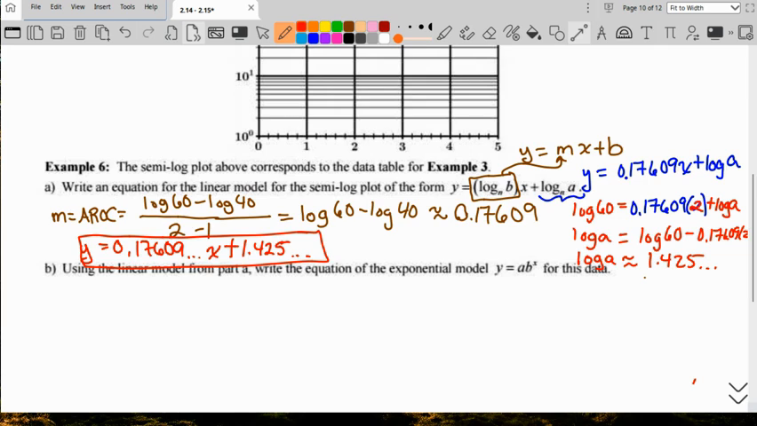Okay. All right, then it says use the linear model from part A to write the equation of the exponential model. Now this is interesting. So in the last example, we started with an exponential model and we used log properties. We took the log of both sides and used log properties to convert it to a linear model. Now we just found a linear model and we're going to convert it back to the exponential model. And that, by the way, is why we didn't just use our calculators to get the model for us, because they were wanting us to practice going in the other direction here.